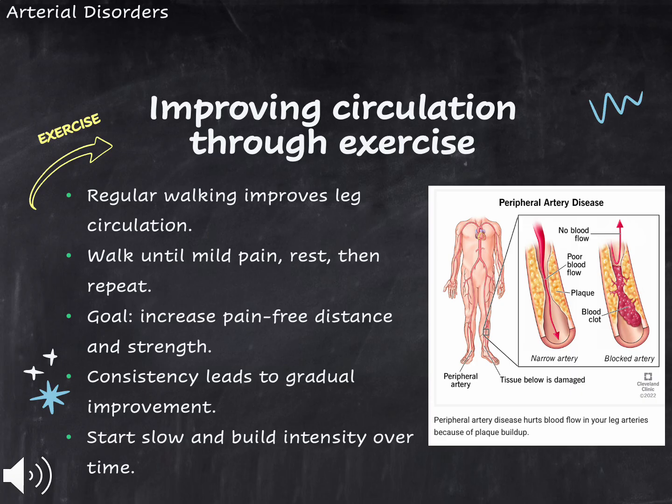Exercise is actually one of the most effective non-pharmacologic treatments for peripheral artery disease. When patients walk regularly, they stimulate the development of collateral circulation. These are small alternate blood vessels that form new pathways for oxygen delivery around blocked arteries. Over time, this increased blood flow can significantly reduce claudication pain and improve walking endurance.